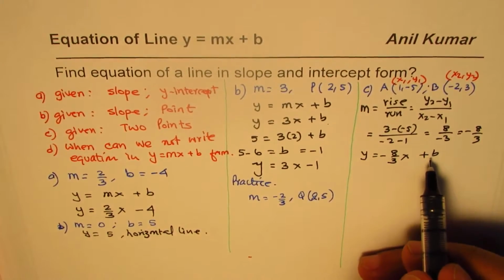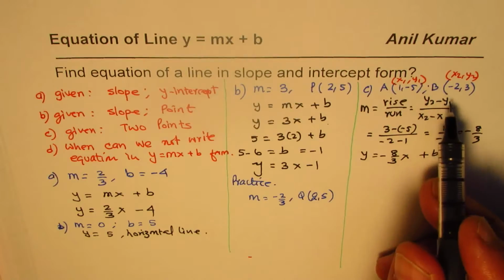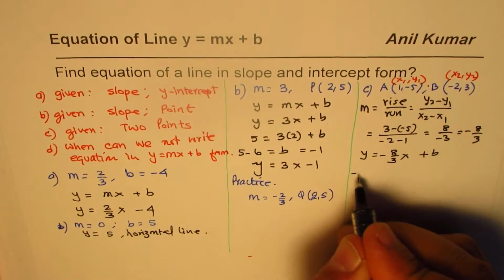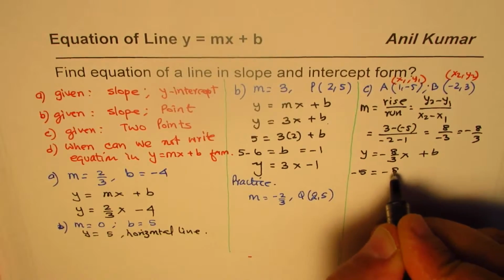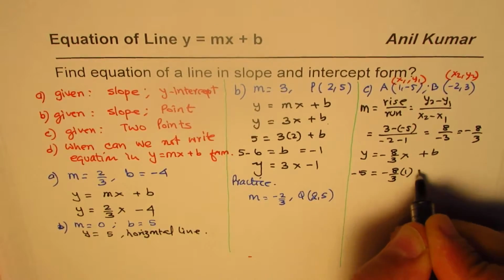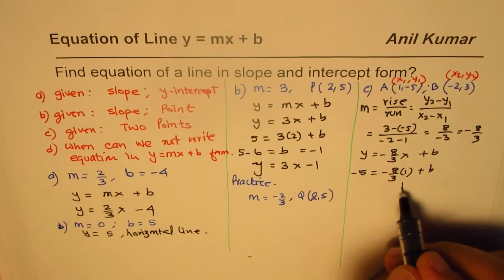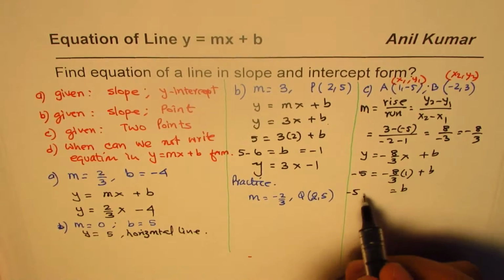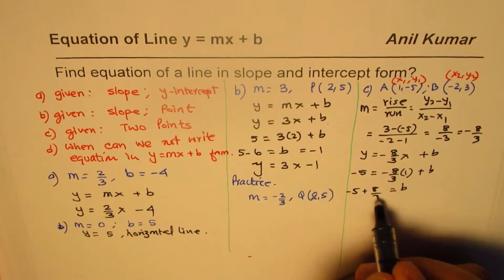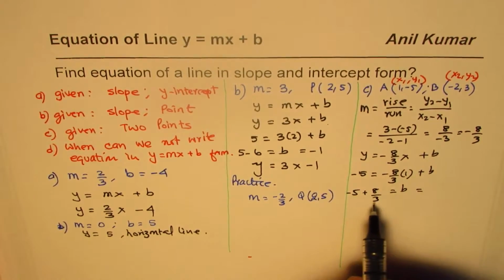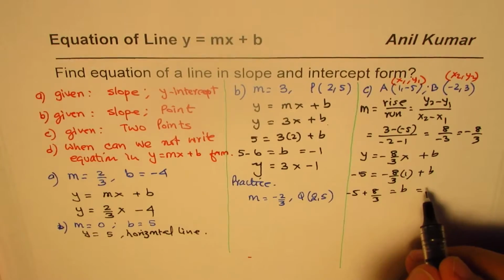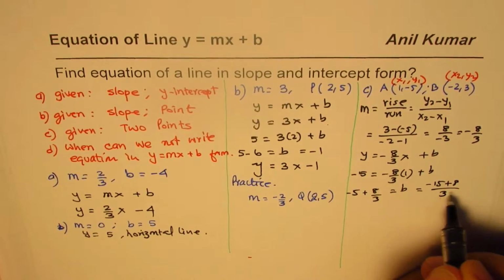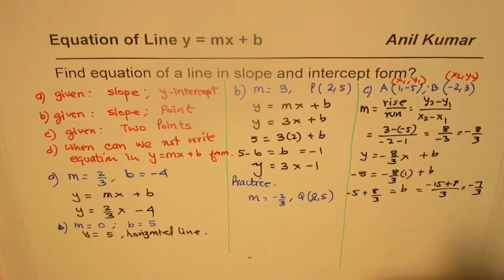To find the value of b, you could use any of these points. Let us use A, (1, -5). Minus 5 is the y value, correct? Equals minus 8 over 3 times 1 plus b. We can calculate b by writing minus 5, then add 8 over 3, right? Take it to the left side. That gives you the value of b as 3 times minus 5 is minus 15, right? So minus 15 plus 8 over 3, and that is minus 7 over 3.